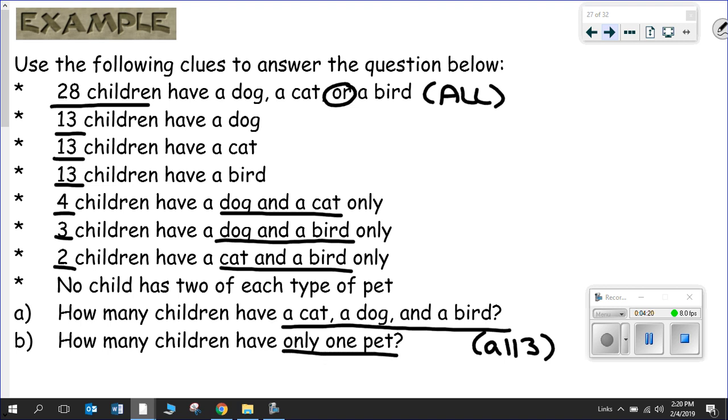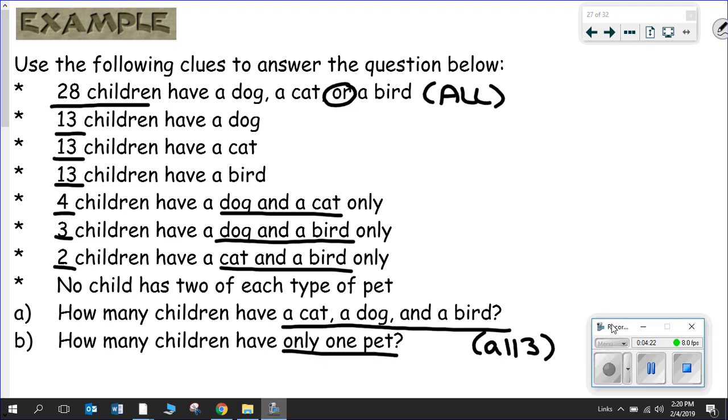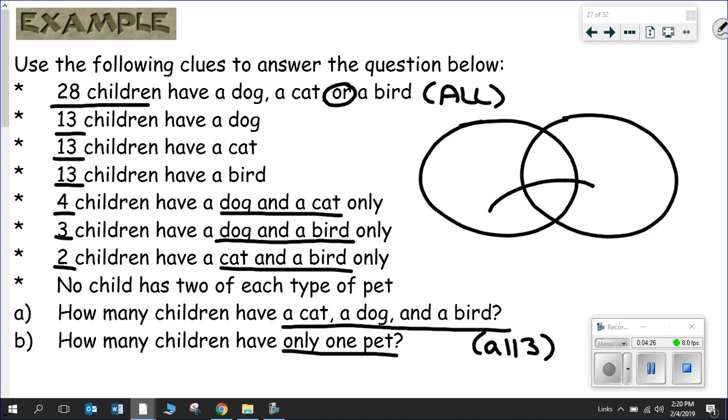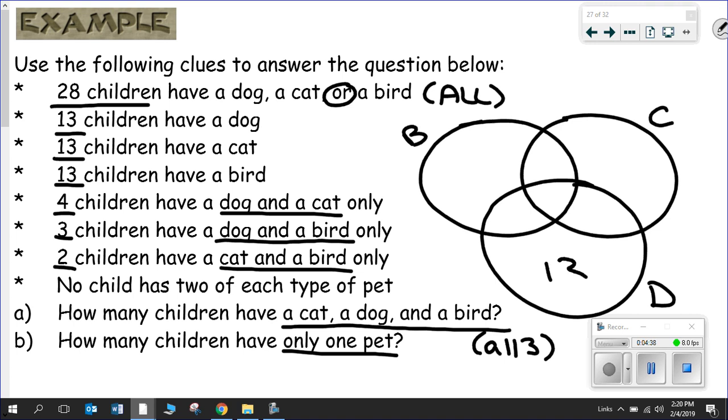So to start this question off, I'm just going to make 3 intersecting circles. And I'm just going to label them. This bottom one I'm going to call dogs, and then cats, and then birds. And I'm going to start by just putting the 13 in the dog, and in the cat, and in the bird. Yes, I know I put them in a place where it's only dogs, or only birds, or only cats, but I can delete those off as I enter in more data.